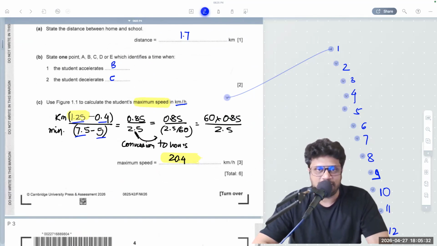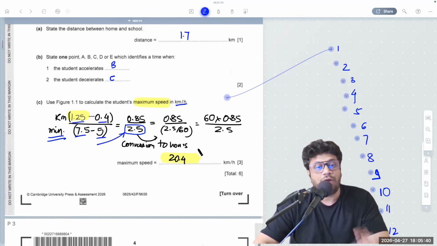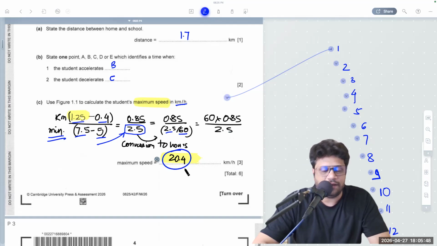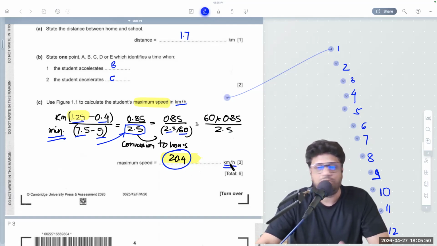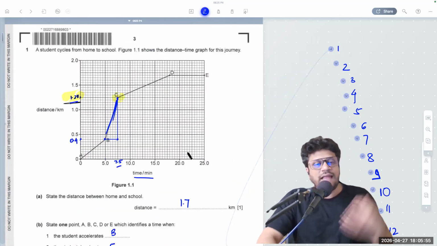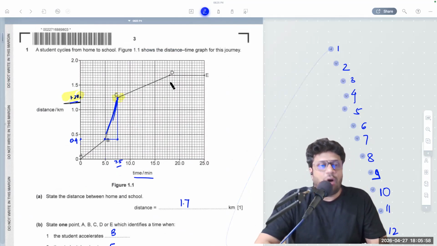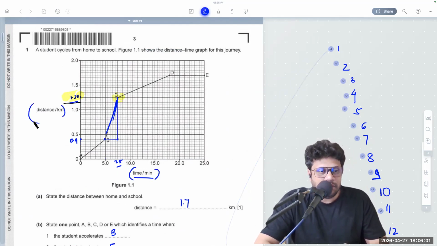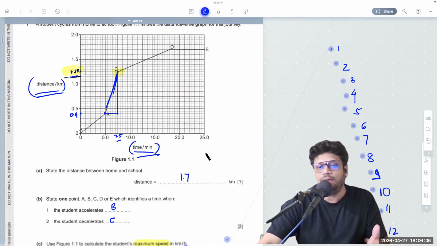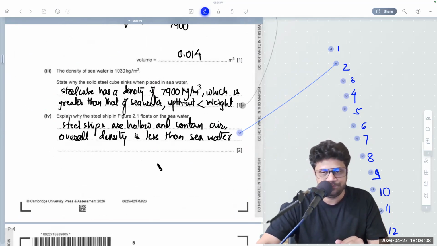But what one forgets here is the fact that you have the denominator here in minutes. So you're going to have to convert it into hours by dividing it by 60, and only then would you get the correct value. 20.4 kilometer per hour is what it comes to. Again, a very common trap. So what do we learn here? We learn that we should always look into the units of the data given in the grid before doing any calculations in the other parts of the question.